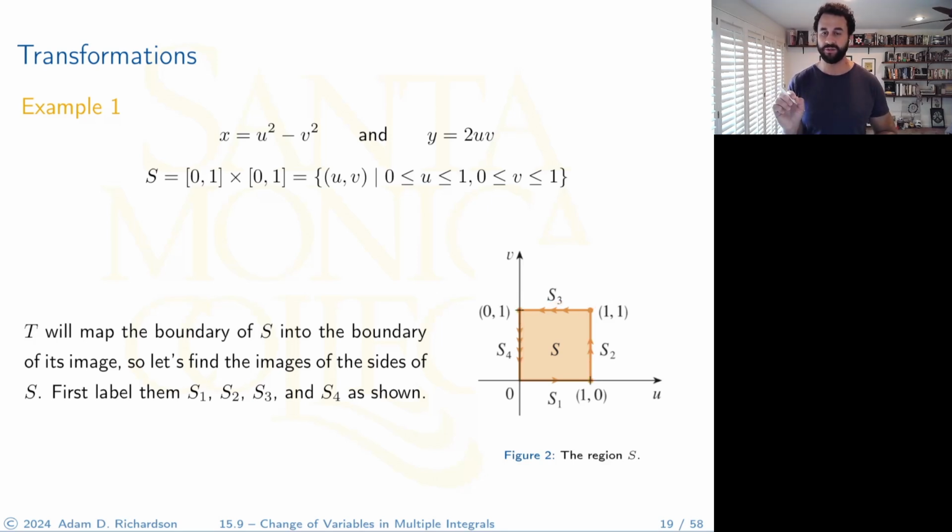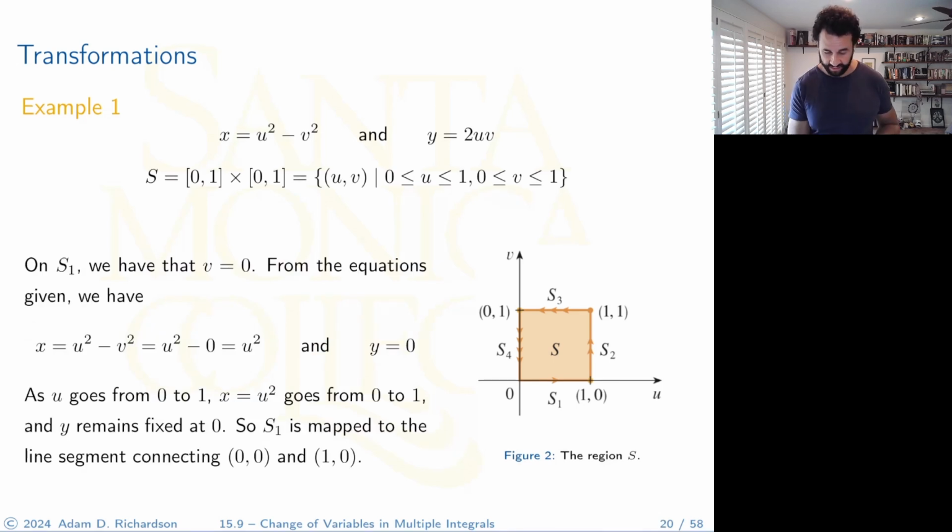This should look kind of familiar to what you saw back in section 14.7, where you were doing maxes and mins over a compact region. We're going to look and see where these boundary lines go. So here we go. If we're on S1, then that means v is equal to 0. So v is this axis, and when we're on this line, v is equal to 0. So plugging that into our equations, we get that x is equal to u squared and y is equal to 0. So these are now the parametric equations for the image of this line under the transformation T.